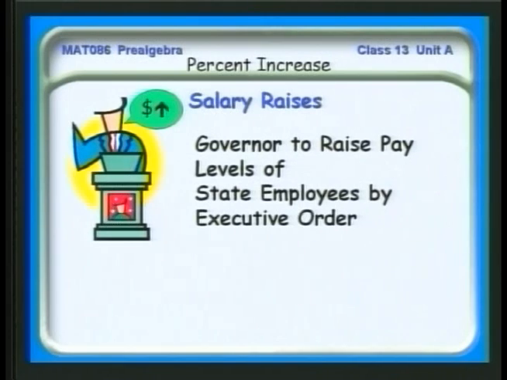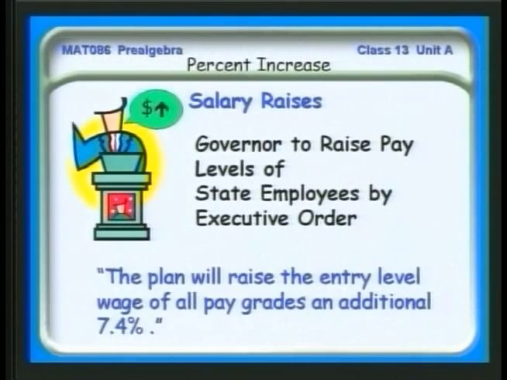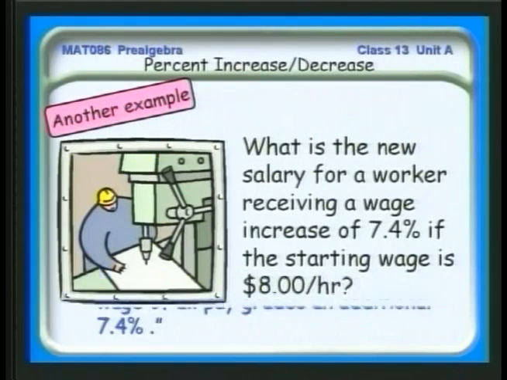Here's something I came across when I was looking through the paper. Not, unfortunately, the Arizona paper, but a paper. I found that the governor is to raise pay levels of state employees by executive order, and the plan will raise the entry-level wage of all pay grades an additional 7.4%. Boy, that would be wonderful. Let's look at that as a problem. What is the new salary for a worker receiving a wage increase of 7.4% if the starting wage is $8 an hour?